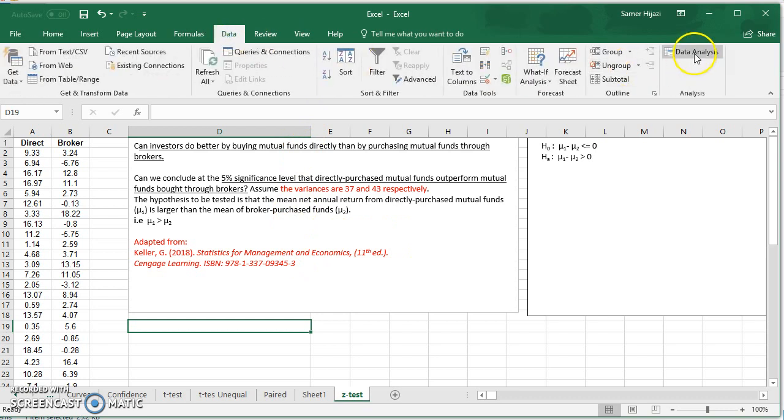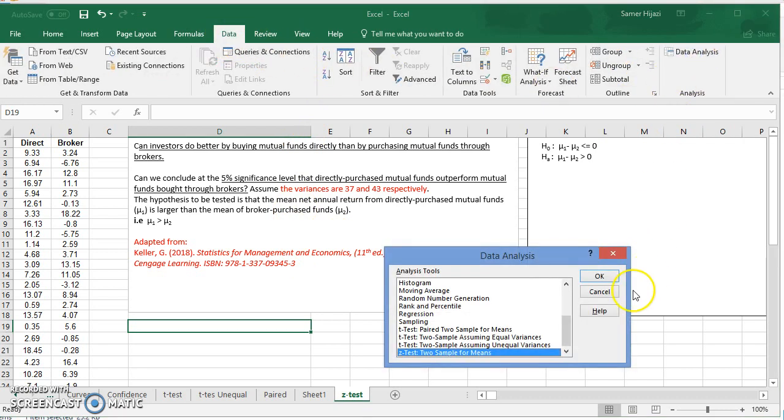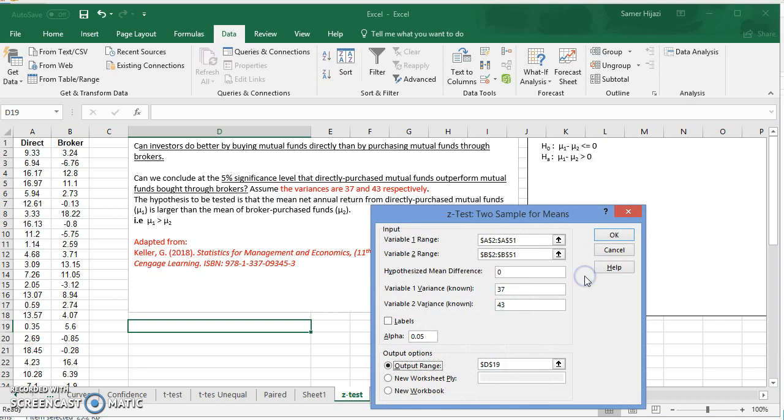Let's do the z-test. We're going to go to the Data ribbon, Data Analysis ToolPak, z-test two sample for means. We're going to select the variable one range, which is A2 to A51, already selected. Select the variable two range, same idea for the broker. The hypothesized mean difference would be 0 from the claim. The variances are given to us, 37 for the first one, 43 for the second. Make sure you don't switch them. I did not select the labels. Alpha 0.05, and we're going to place the output over here.